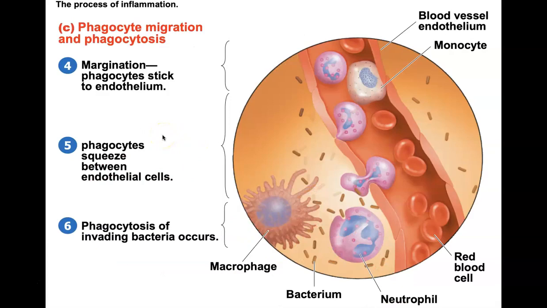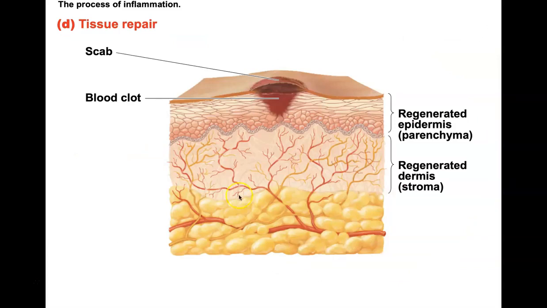Okay, then we get phagocytes sticking to the endothelium and squeezing between endothelial cells. So here are the phagocytes, the white blood cells in our bloodstream, entering the tissue. So these blood vessels become leaky, and the white blood cells leave to go into the tissue where they can phagocytose the bacteria. For repair, a scab forms and a blood clot underneath, so you can get regenerated epidermis and regenerated dermis.